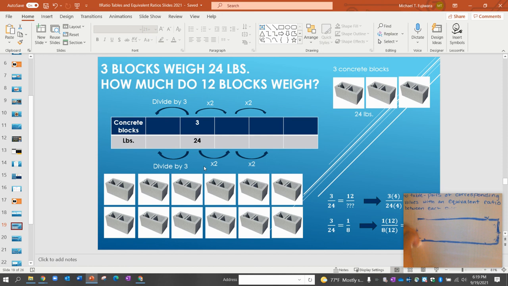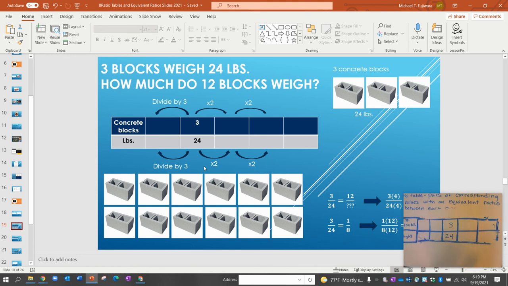So this is not questions anymore. We have blocks to weight. So the two things you're comparing are the number of blocks to the weight in pounds. Okay, so looks like 3 blocks weighs 24 pounds. What is it asking for? How much would 12 blocks weigh?